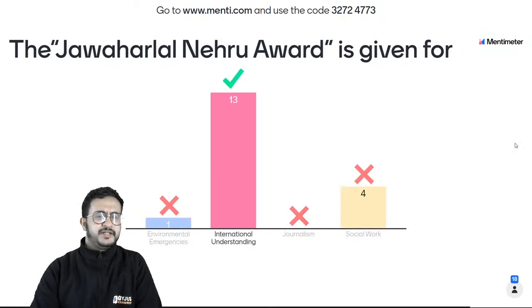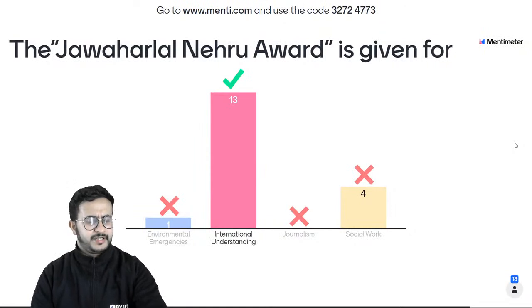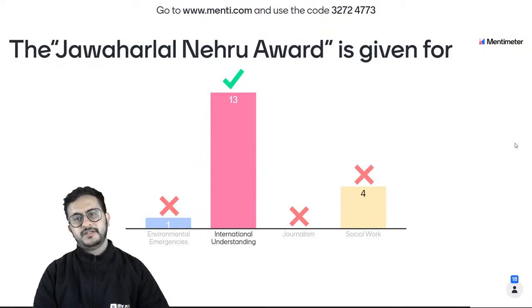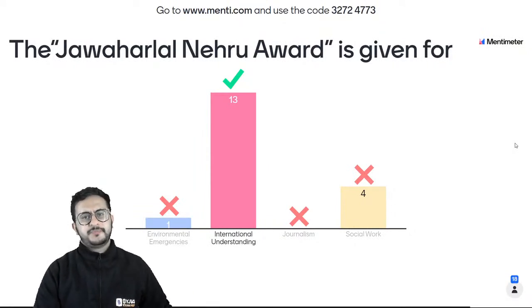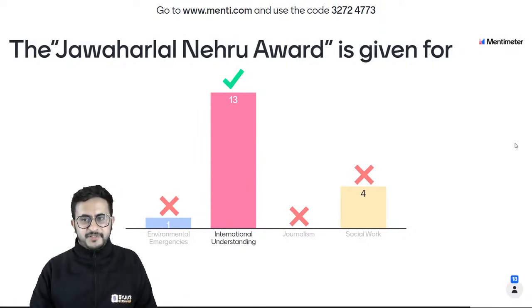Okay, the right answer is international understanding. It was started in 1965, right? The first recipient was U Thant from Burma, and lastly it was given in 2009 to Angela Merkel. Since then it has not been given. It is given for international understanding.